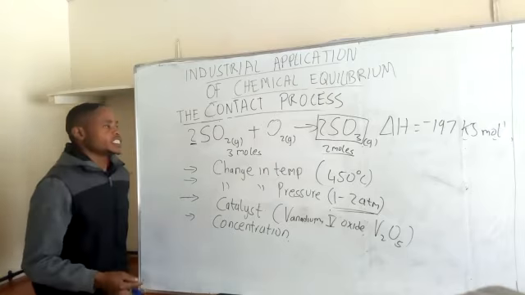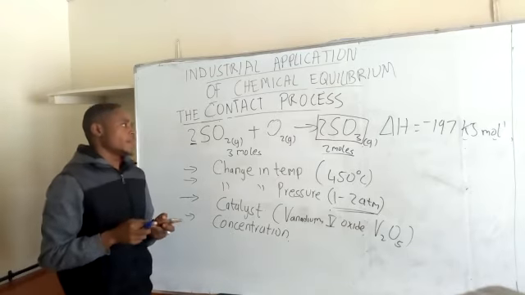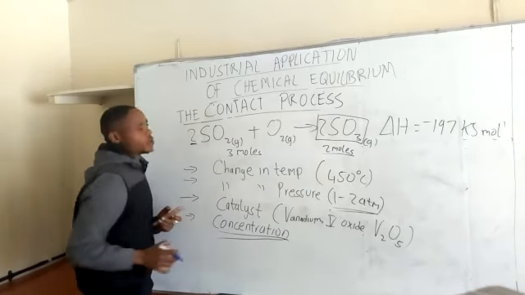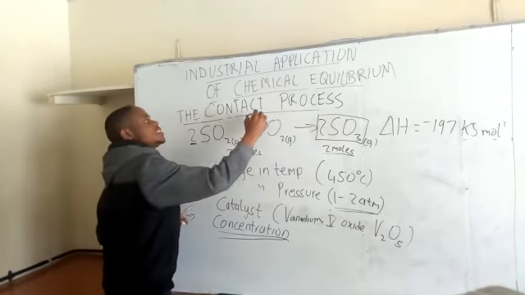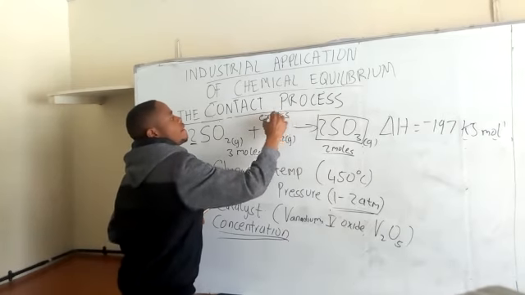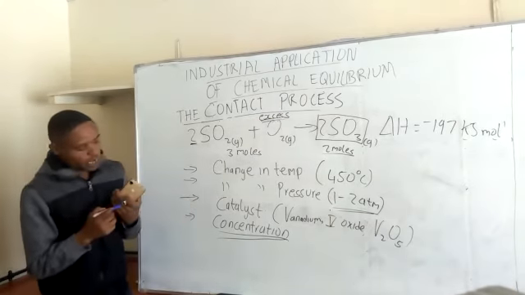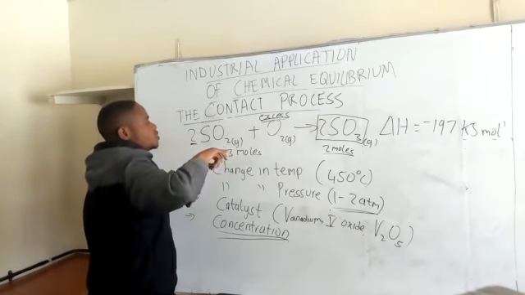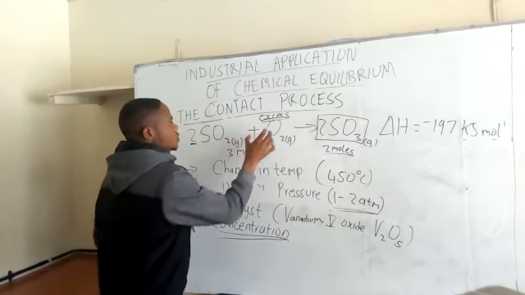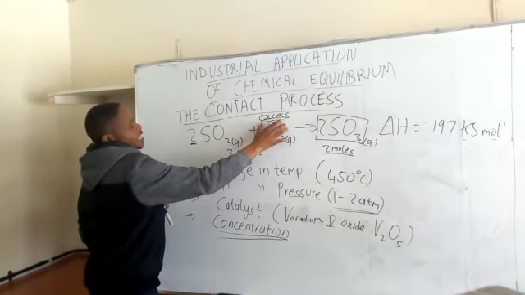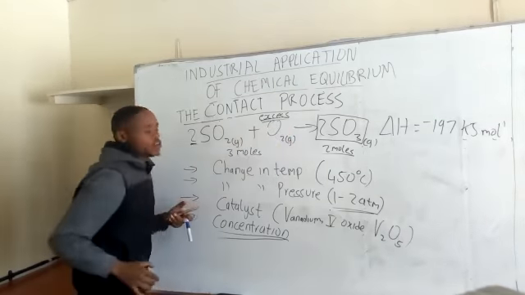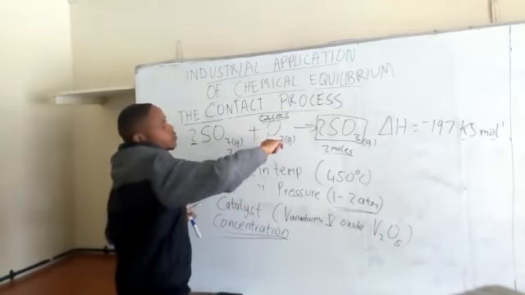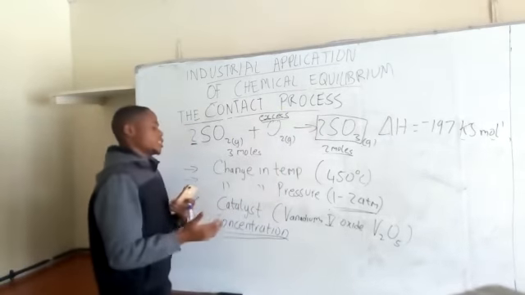And finally, the concentration. In this contact process, excess oxygen is always used to ensure that the forward reaction will keep on progressing. So they use excess air, and of course we know in air we have the oxygen. So that is to ensure that the forward reaction progresses.